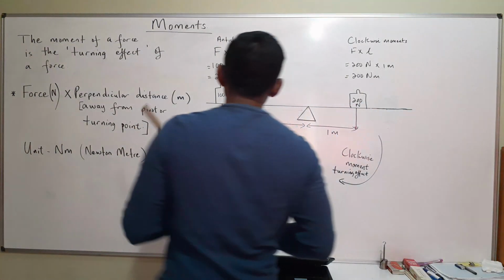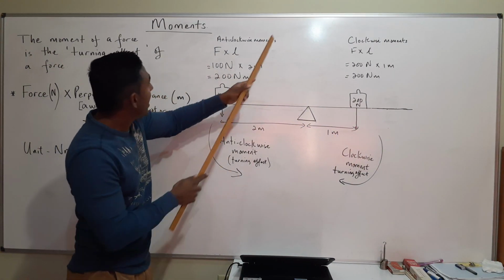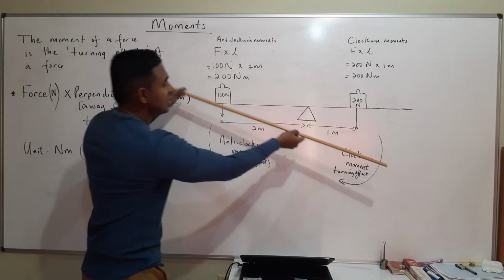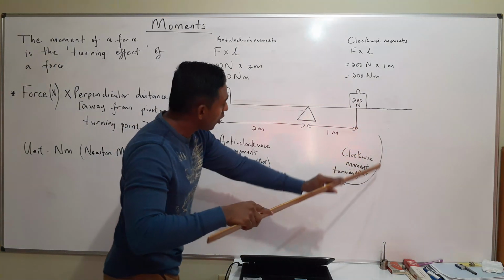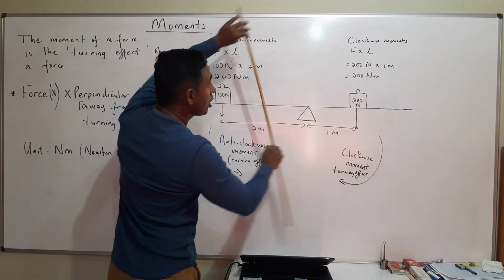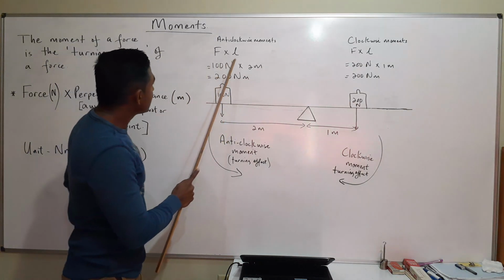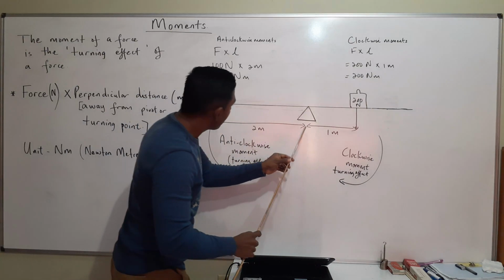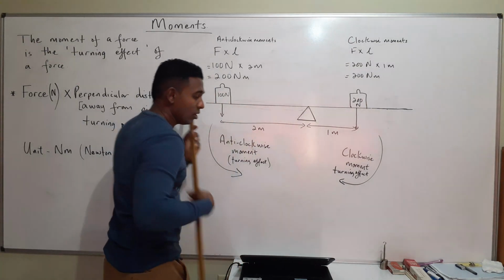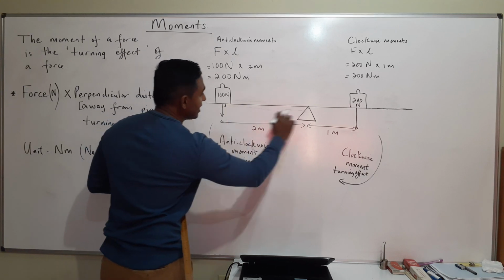Okay? So we refer to the moment or the turning effect that you get from this force as an anti-clockwise moment because it's turning anti-clockwise. And this one is the clockwise moment because it's turning in a clockwise manner. So let's calculate. Force multiplied by distance, but not just distance. Notice the distance is a perpendicular distance, a right angle.